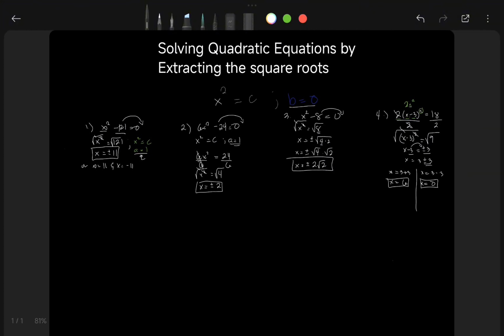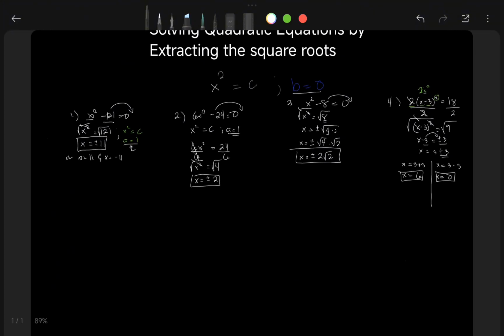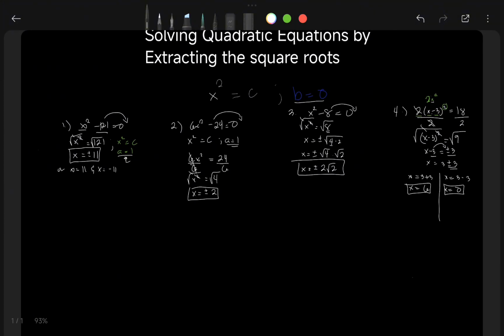So those are some examples of quadratic equations that we can solve by extracting the roots. Again, the main goal here is to write your quadratic equation in the form of x squared is equal to c, where b is equal to 0 and a must be equal to 1.